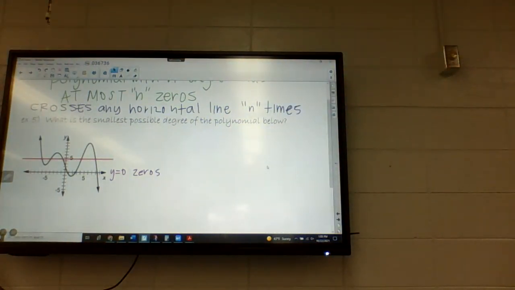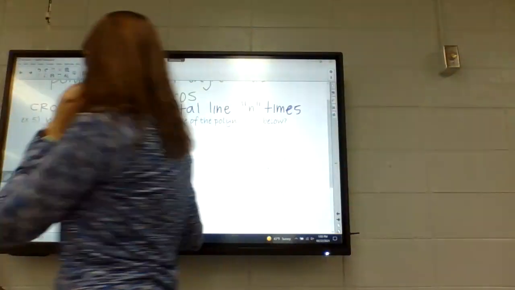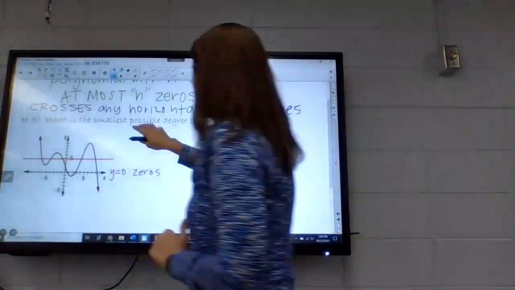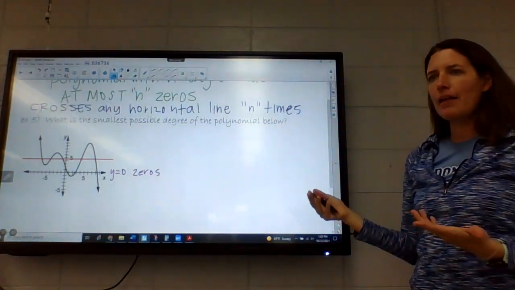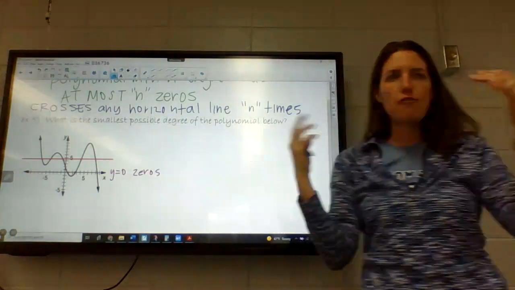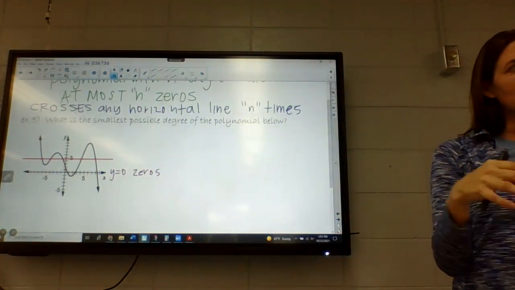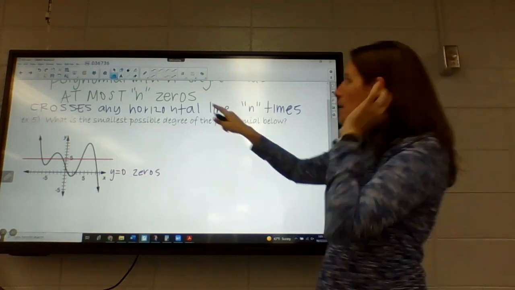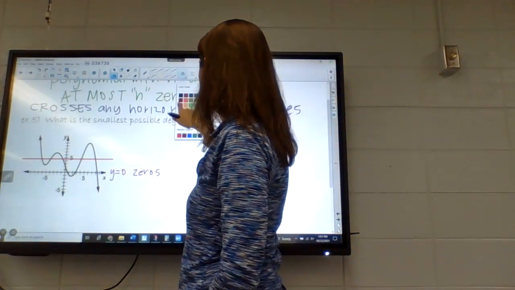So the degree can come from that horizontal line. How many times does it hit that horizontal line there? 5. So what's the smallest possible degree for the polynomial? This polynomial is going to be a 5th degree as the smallest number possible. So we'd say degree of 5.